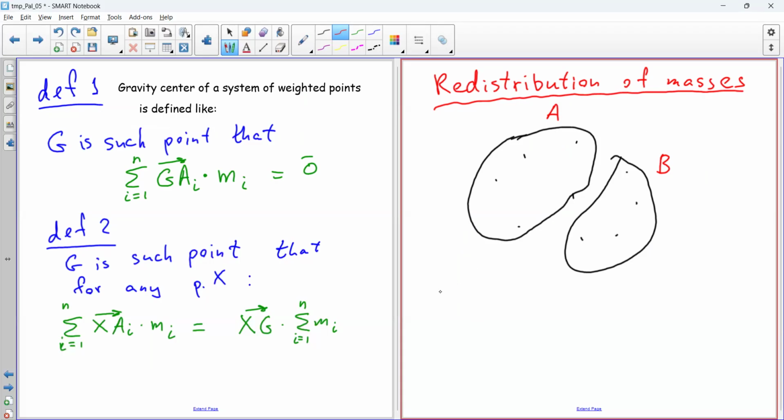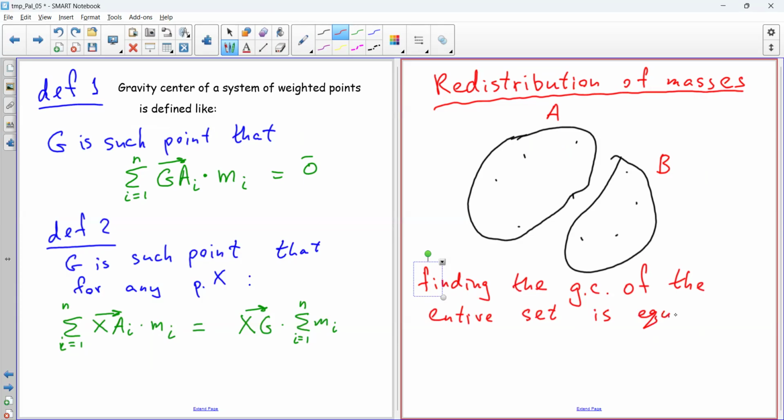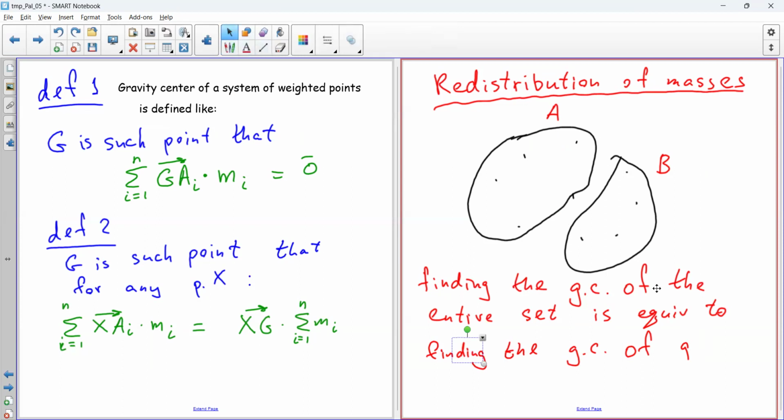So the statement here informally would be the following: that finding the gravity center of the entire set is equivalent to finding the gravity centers of A and B. I will denote it in the following manner.